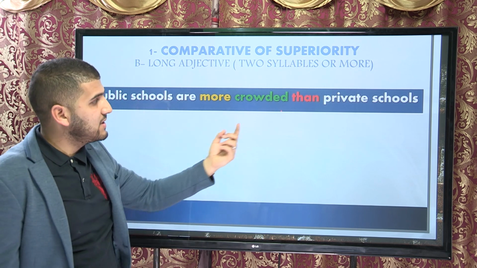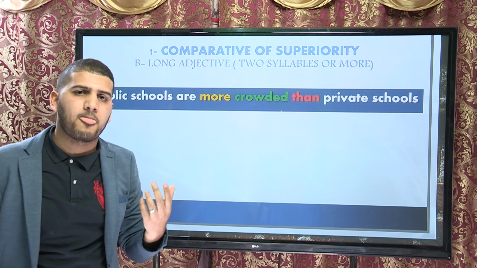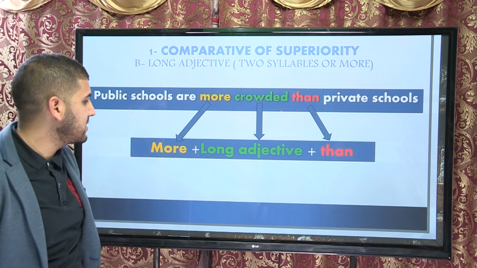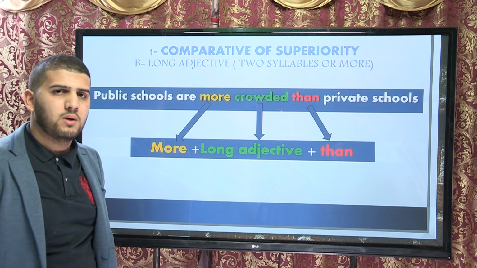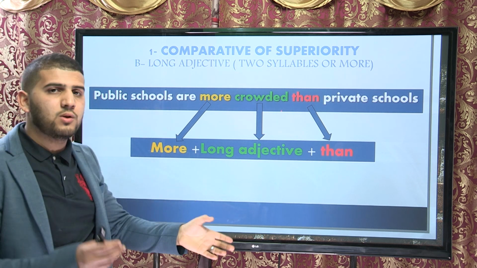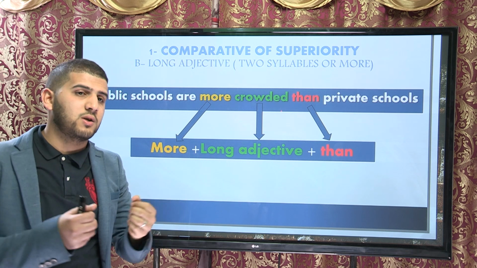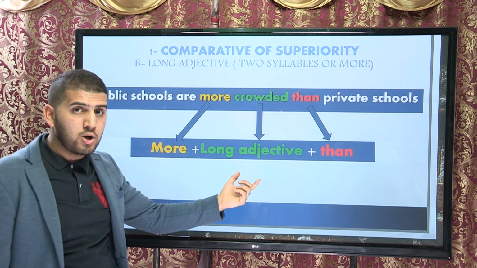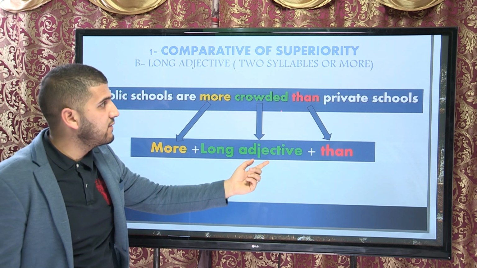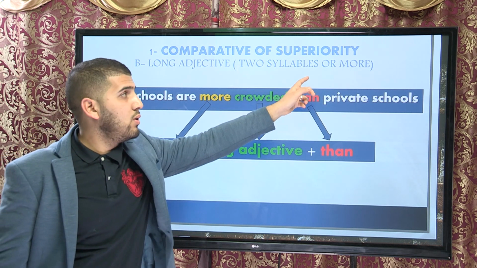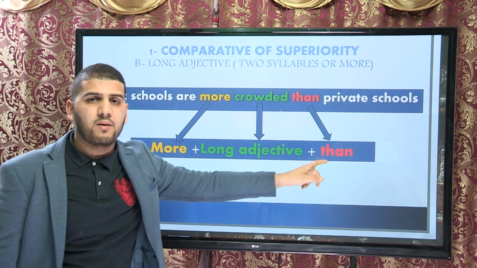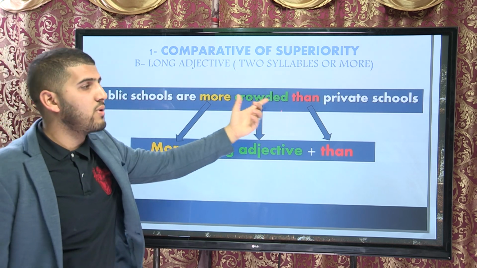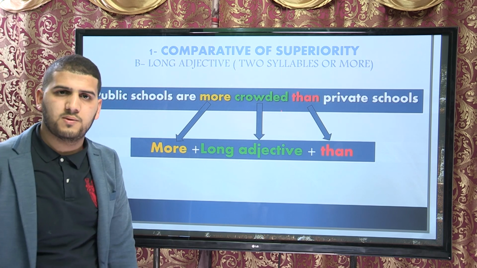We don't add er to crowded. However, we should add more. Thus, we have the following rule. If you want to compare between two things using a long adjective, you need to use more plus long adjective, which has two syllables or more, plus than. So, public schools are more crowded than private schools.